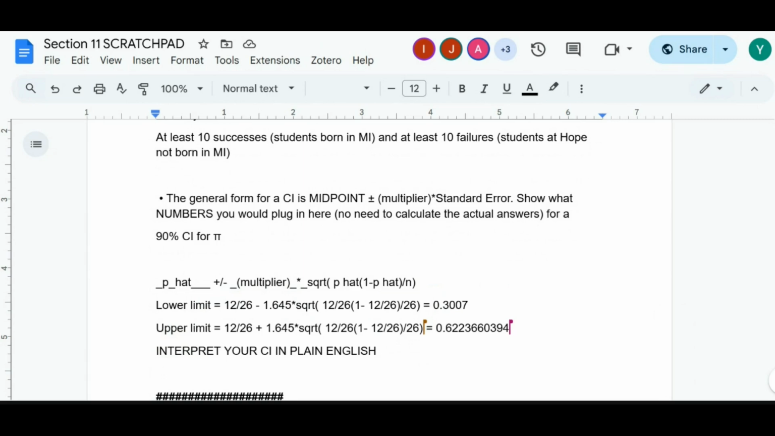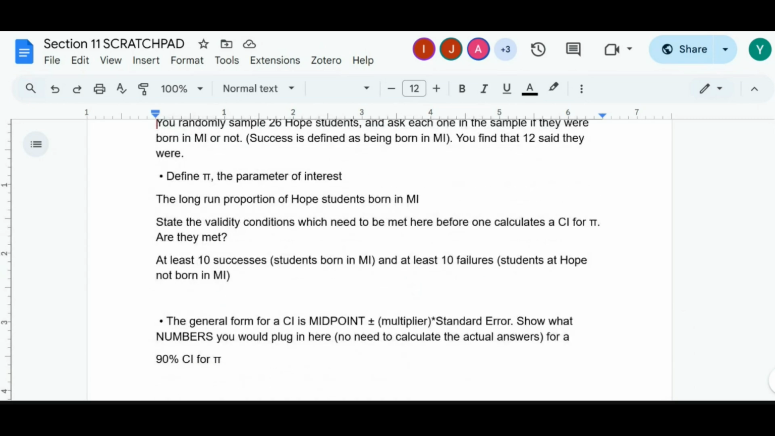Here's how you interpret a CI in plain English. You start with this phrase. We are 95% confident that... I'm adding this to the sheet. We are 95% confident that what? This is a CI for what? For pi, right? What's pi? Haven't we defined pi? You just literally copy paste.